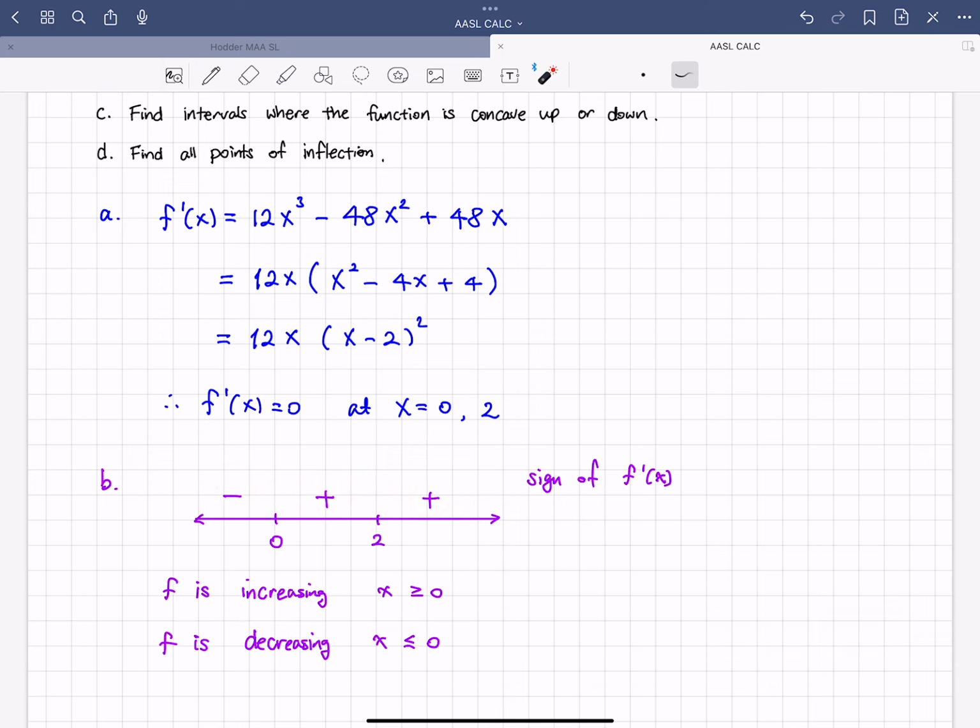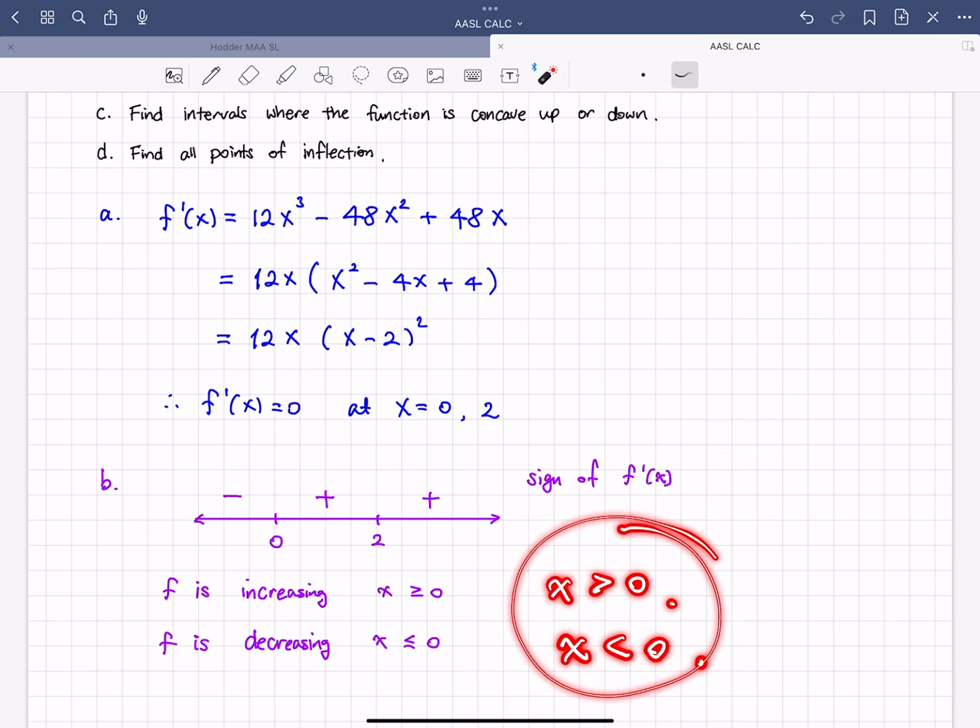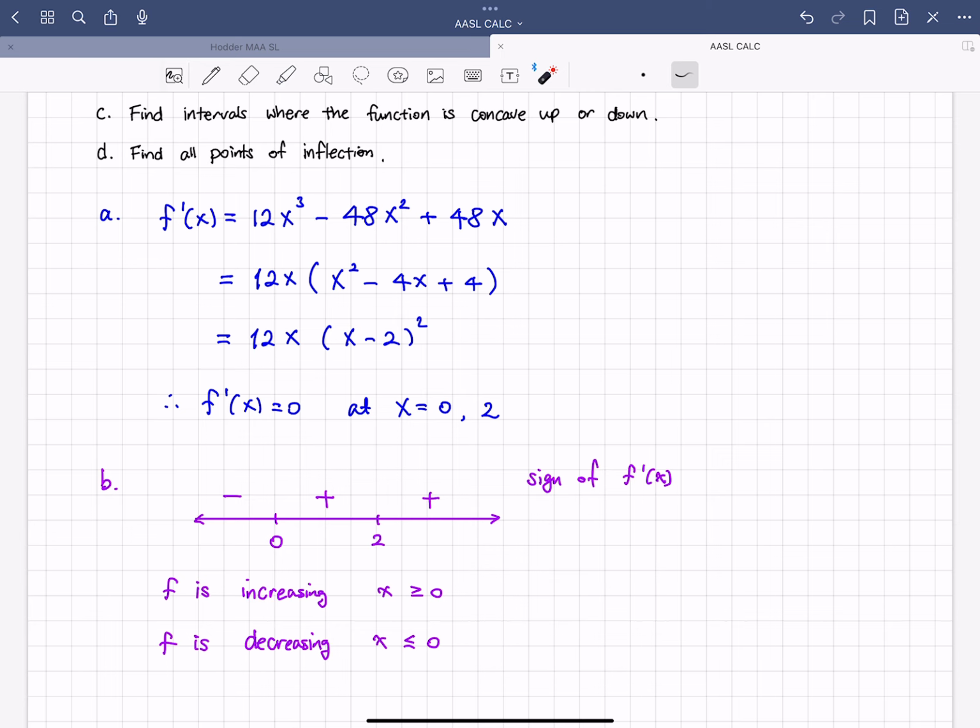There is a little odd thing that I'm doing here where I'm including 0, so it's less than or equal to, greater than or equal to 0. That is correct, but at this point, I'm not going to explain why that is. The IB will accept if you said f is increasing when x is greater than 0 and f is decreasing when x is less than 0. They'll accept this as a correct answer. So I'm not going to go into too much detail about this, but this is a correct way to answer it. In college, if you have to take college calculus, you will have to answer it this way.